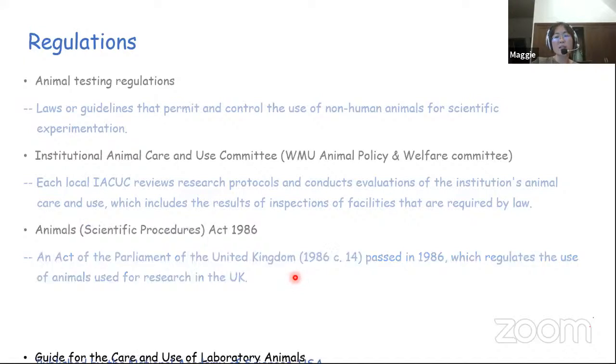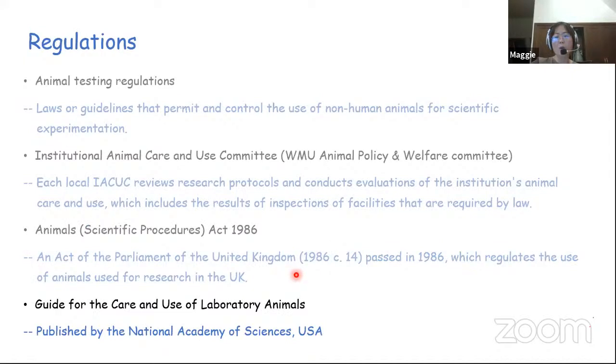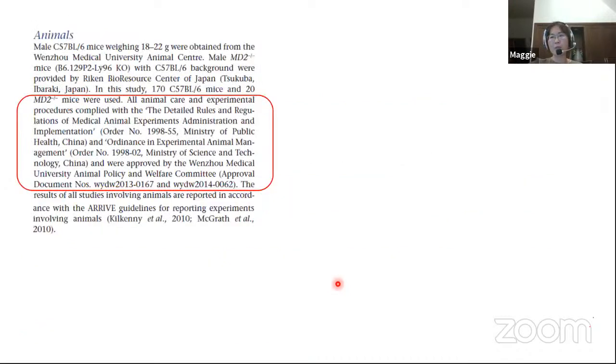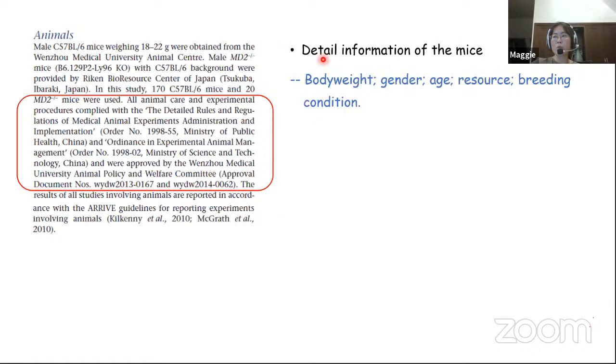And similarly in the United States, we have another guideline, called the Guide for the Care and Use of Laboratory Animals, which is published by the National Academy of Sciences in the United States. So when you try to publish your animal data overseas, make sure that you have followed the animal regulations in those countries. Okay, here shows an example. This is a cut from a journal. So when you do experiments on animals, you need to show the detailed information of the mice. For example, how is the body weight?